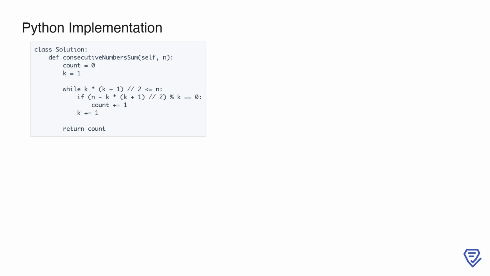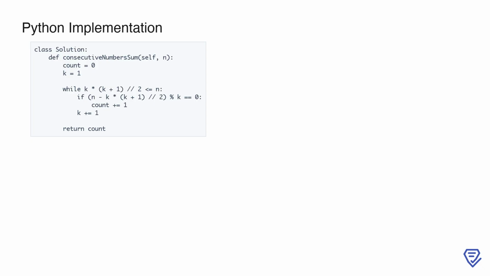3. Check divisibility. For each sequence length k, the code checks if the remaining value, n - k * (k + 1) // 2, is divisible by k. If it is, this means a valid sequence exists for this k. If the condition is met, count is incremented. 4. Increment sequence length. The value of k is increased by 1 to test the next possible sequence length. 5. Return the result. After the loop completes, the total number of valid sequences is stored in count, which is returned as the result.